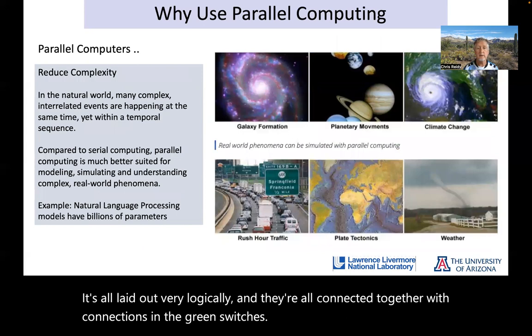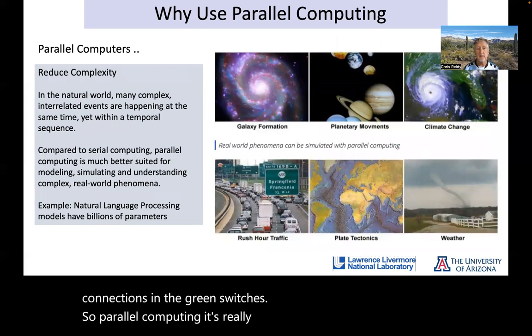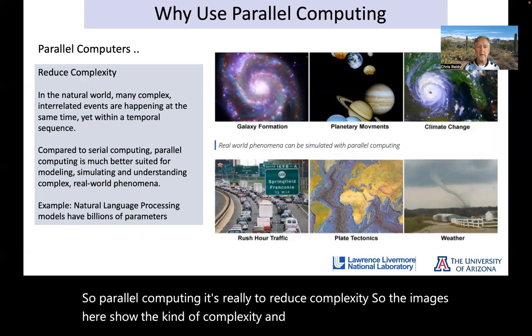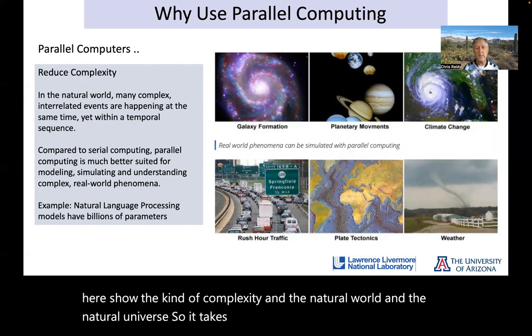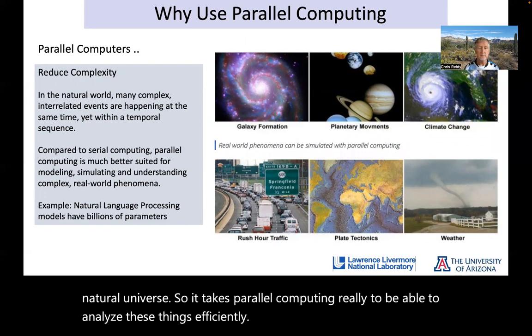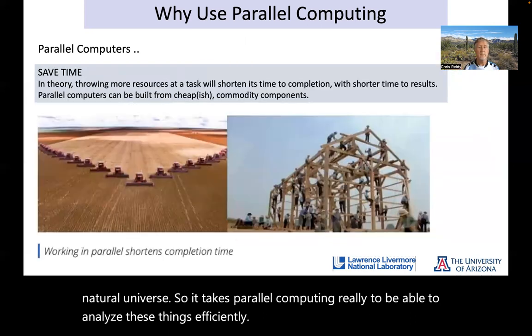Parallel computing is really to reduce complexity. The images here show the kind of complexity in the natural world and the natural universe. It takes parallel computing to be able to analyze these things efficiently.